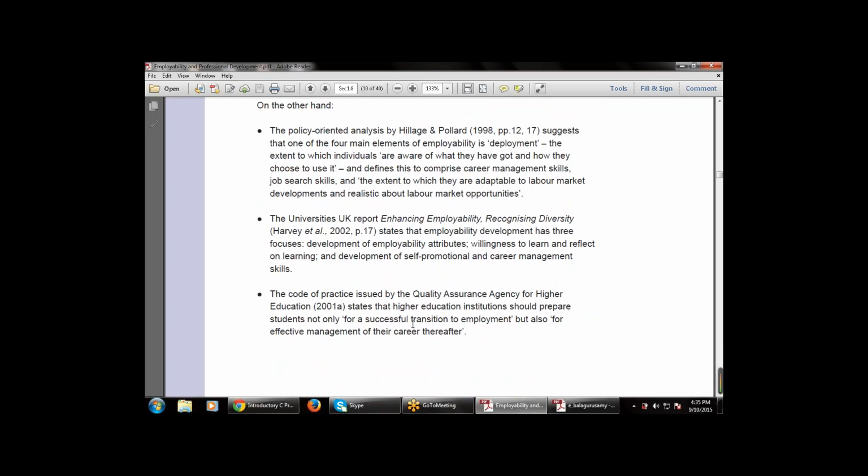Then the code of practice issued by the Quality Assurance Agency for Higher Education states that higher education institutions should prepare students not only for a successful transition to employment but also for the effective management of their career thereafter. That is how to manage and increase their career. That is also one of the major benefits for career development.